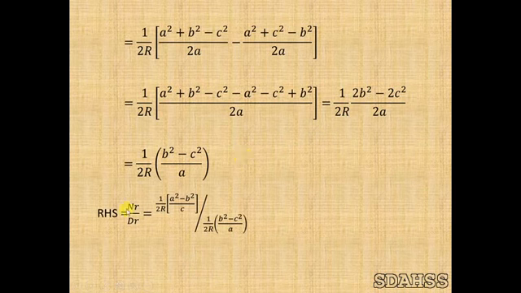Now consider the RHS. Numerator by denominator is equal to, you have to write the numerator answer as well as the denominator answer. In the numerator and denominator, the 1 by 2R cancel. So you have a square minus b square divided by b square minus c square into a by c.